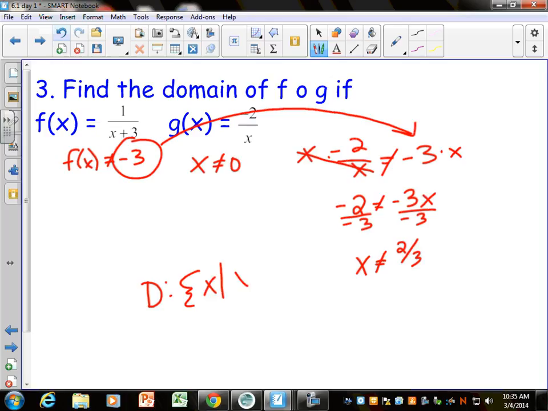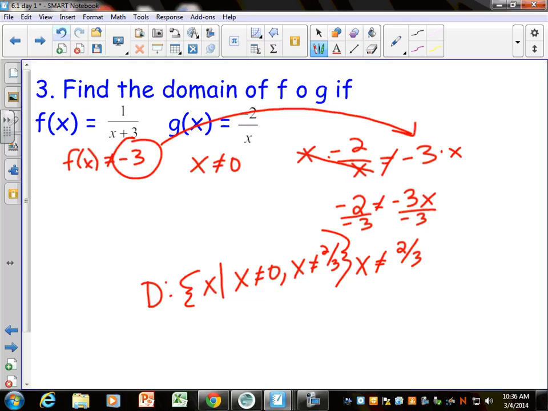x such that x cannot equal 0 and x cannot equal 2/3. That's your domain. So it's just knowing those steps there. Tomorrow we're going to actually compute f of g in terms of x, and then maybe work backwards.